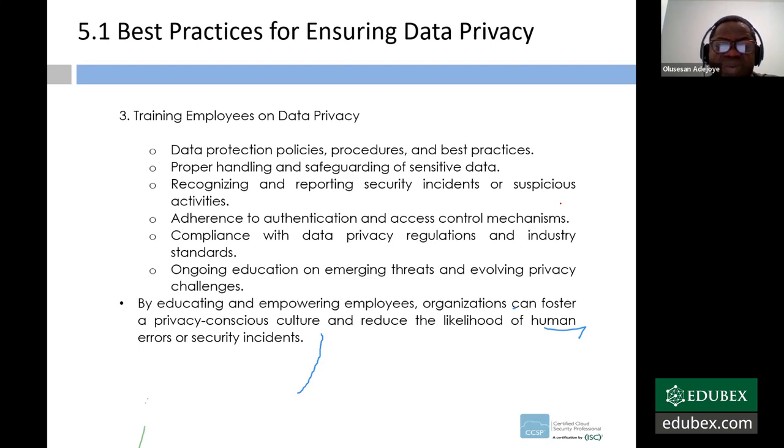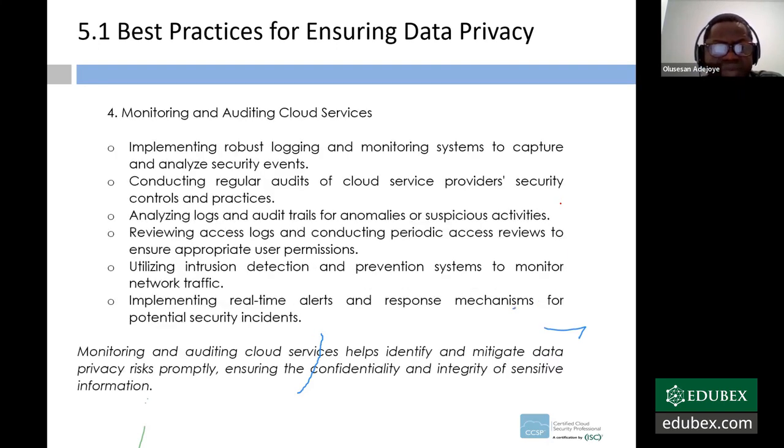So training is very important. You train employees on data privacy. Training them on policies, procedures, and best practices is very important. Handling and safeguarding of sensitive data, they must also be given training on that. And you must also train them so that they are able to recognize and report security incidents or any suspicious activities that relate to your data. You train them on how they can comply with data privacy regulations and industry standards. And this training should be ongoing. You train them on emerging threats and evolving privacy challenges. All the training should be given to them.